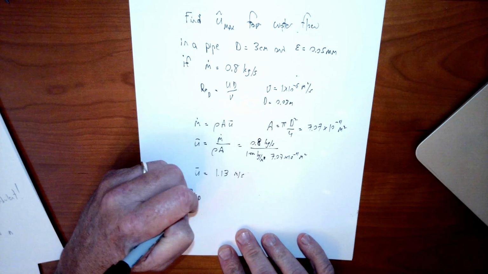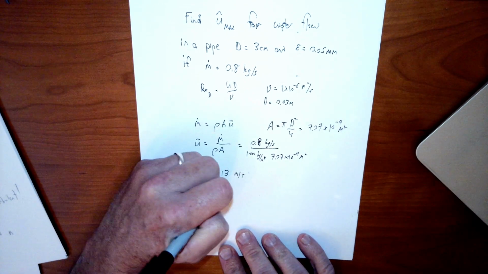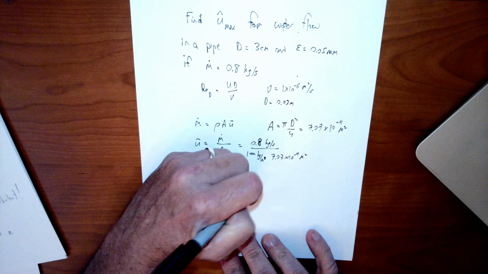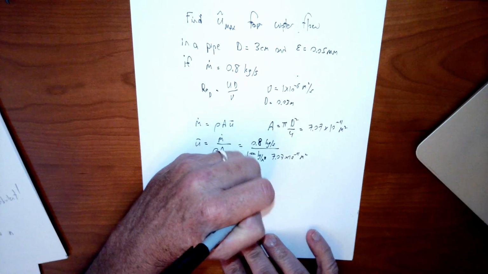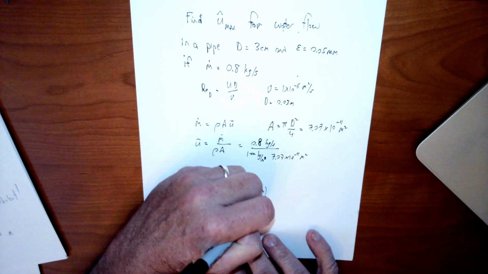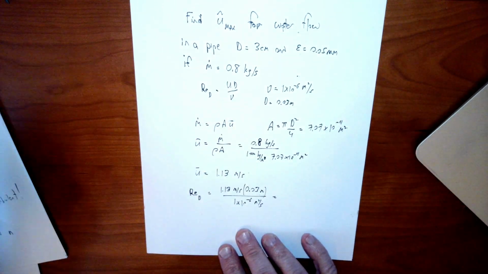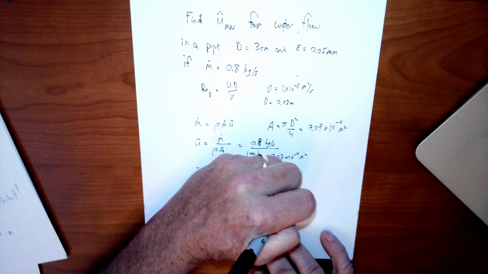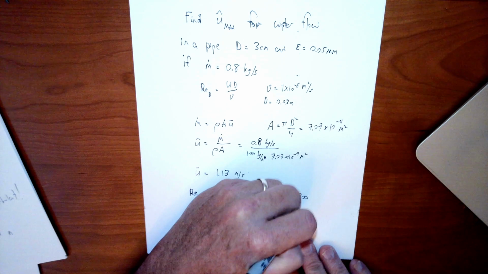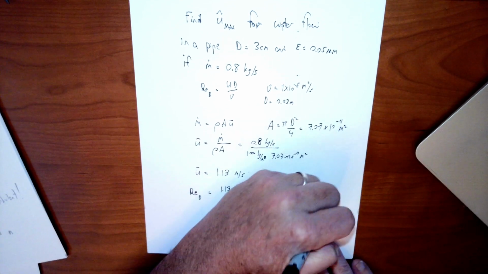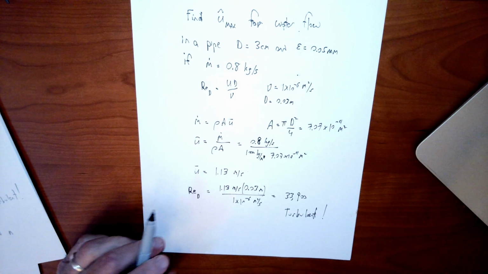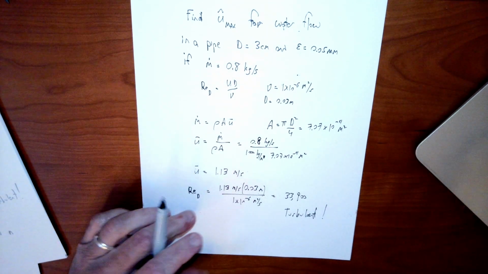My Reynolds number based on D is going to equal 1.13 meters per second times 0.03, which is my diameter, divided by that 1 times 10 to the minus 6 meters squared per second. And that gives me a Reynolds number of 33,900, which is very, very turbulent. So for pipe flow, we know that a Reynolds number of 2,000 would give us the transition point. We're way, way, way beyond that.